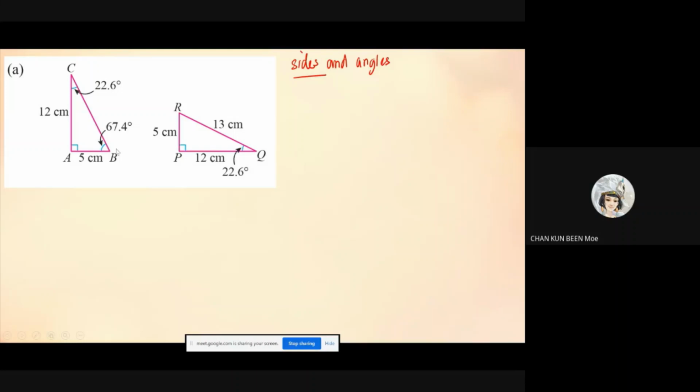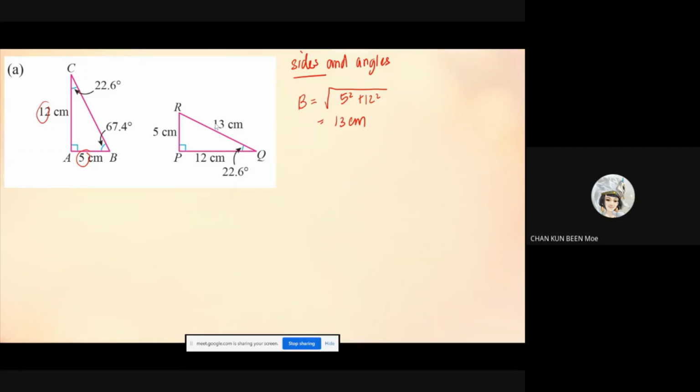Now we look at the third one, the third side here. BC, there's no measurement. So you are going to find out using the Pythagoras Theorem to determine whether it is the same as RQ, which is 13. So from the Pythagoras Theorem, we already know if this is a 5, this is a 12, BC is equal to the square root of 5 squared plus 12 squared. So the answer will be 13. So this is 13 centimeter. Therefore, all the lengths for the triangles, the corresponding sides are the same.